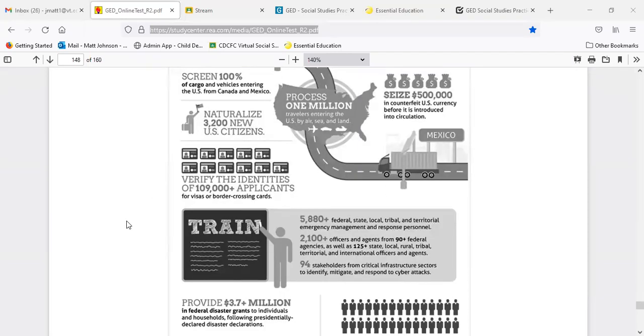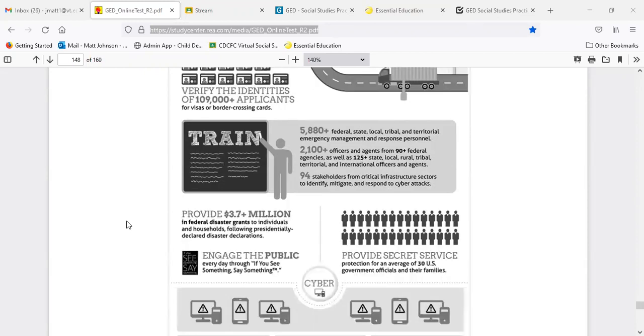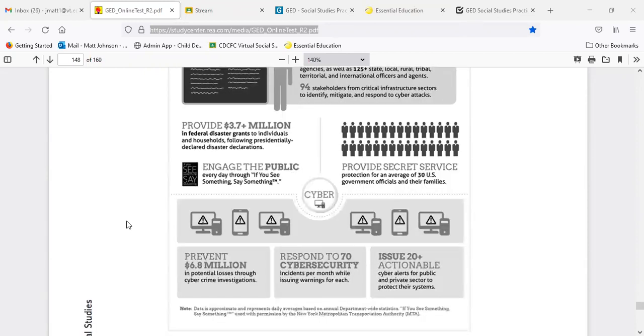And then 5,880 plus federal, state, local, tribal, and territorial emergency management response personnel. So training 2,100 plus officers and agents from 90 plus federal agencies, as well as 125 plus state, local, rural, tribal, territorial, and international officers and agents. 94 stakeholders from critical infrastructure sectors to identify, mitigate, and respond to cyber attacks. Provide 3.7 million in federal disaster grants to individuals and households following presidentially declared disaster declarations. Engage the public every day through "If you see something, say something."